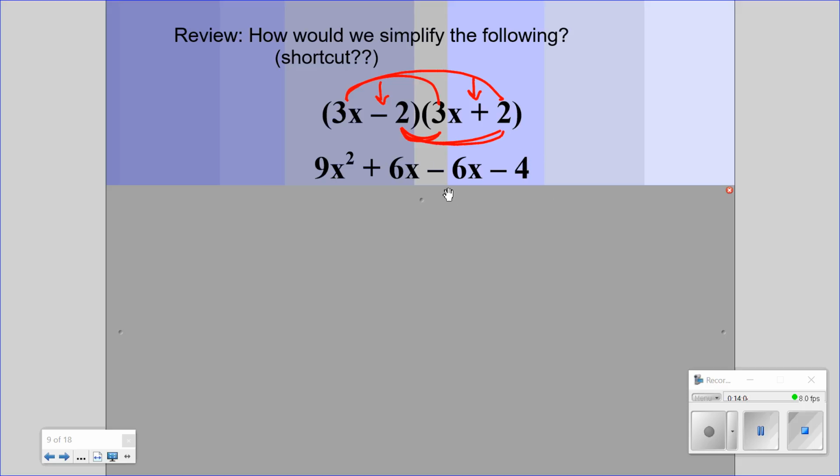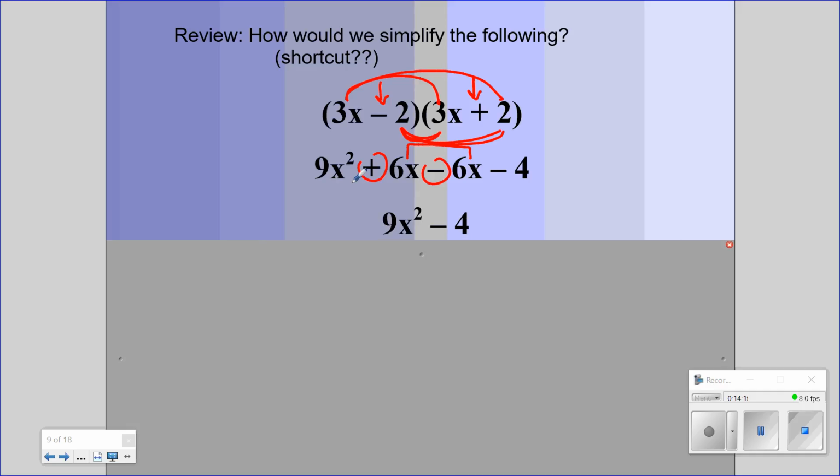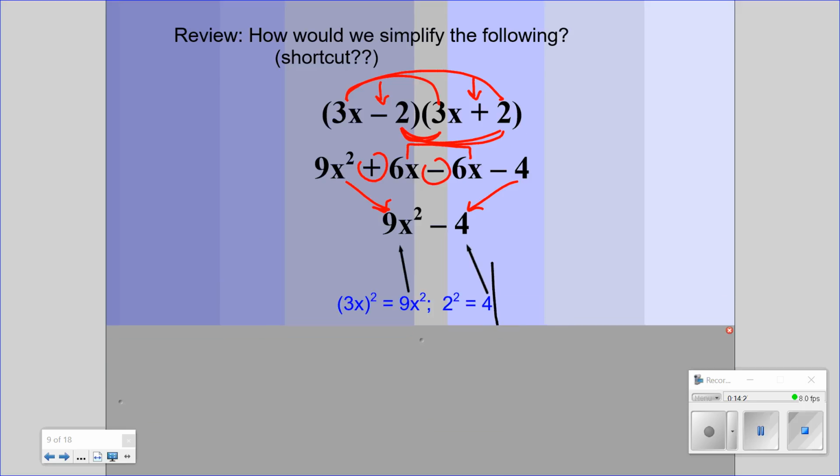Well, what happens in this case, which is slightly different from what we just saw when it was a binomial squared, is the signs of the middle terms are actually opposites, which means that when we combine those like terms, they become 0x, meaning that they go away. And all we're left with are the 9x squared and the minus 4. So what this is called is a difference of squares.